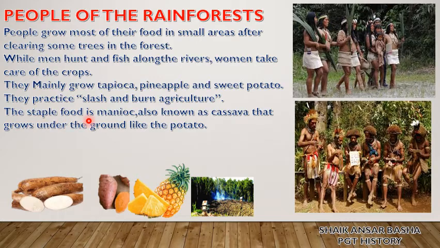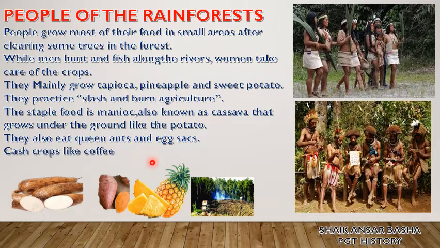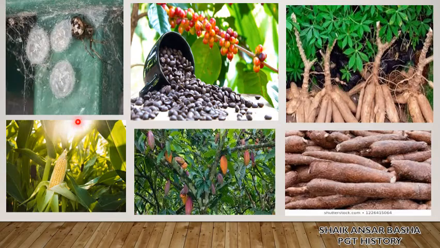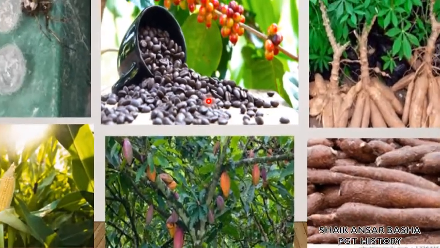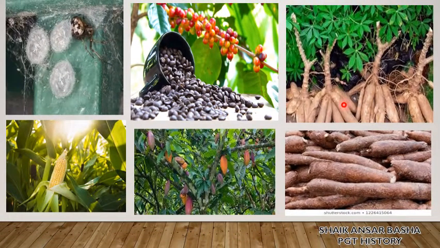The staple food of the Amazon forest is manioc, also known as cassava, that grows under the ground like the potato. They also eat queen ants and egg sacs. Cash crops like coffee, maize and cocoa are also grown here. These are the egg sacs, and these are the coffee seeds, coffee beans, and this is tapioca, and this is maize, and these are the sweet potato and the manioc.